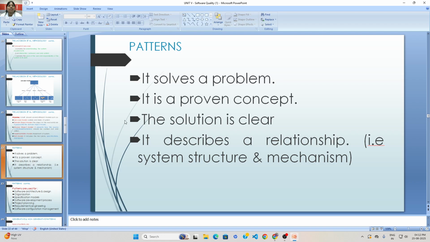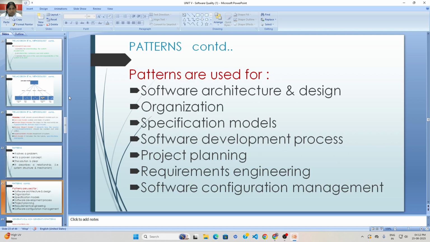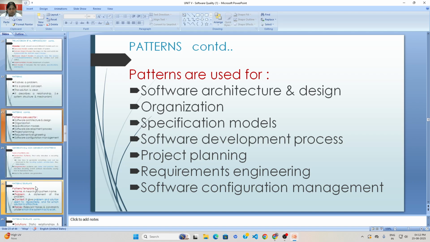Next, patterns. A pattern is a type which is used for solving a problem. It is a reusable solution to common software design problems, and it is a proven concept. The solution is very clear and it describes a relationship. And it is used for software architecture, design, organization, specialization models, software development process, project planning, requirement engineering, and software configuration management.